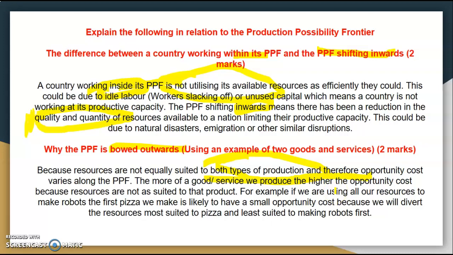So, for example, if we're using all our resources to make robots, the first pizza we make, the opportunity cost is small because we'll shift the resources that are most suited to making pizzas first, and then we'll start to shift resources that were more suited to making robots, so the opportunity cost will increase.